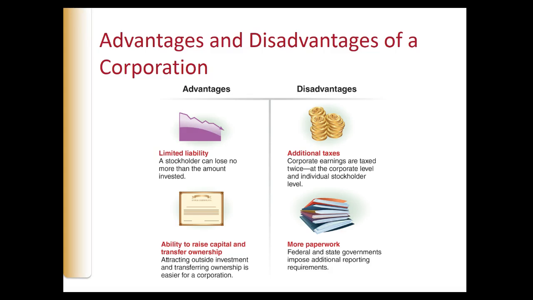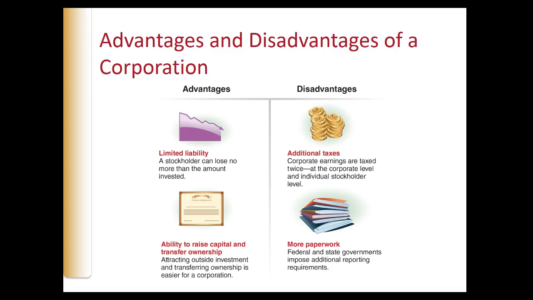Another benefit is the ability to raise capital and to transfer ownership in a corporation. Because corporations sell ownership interest in the form of shares of stock, transferring ownership is pretty easy. An investor can sell his or her ownership interest via shares of stock at any time, without affecting the structure of the corporation itself or its operations. As a result, attracting outside investment is easier for a corporation than it is for a sole proprietorship or a partnership. Now, there are some disadvantages.